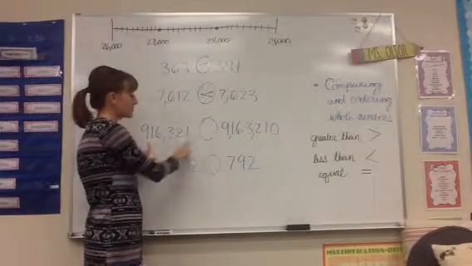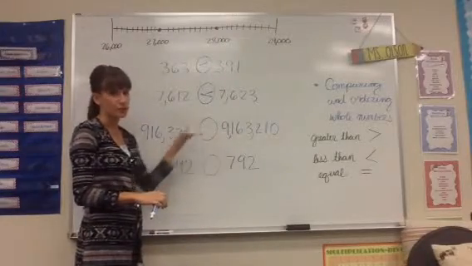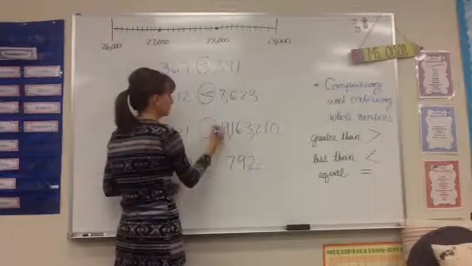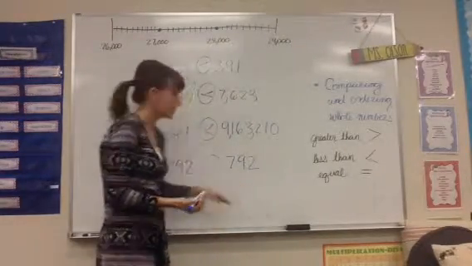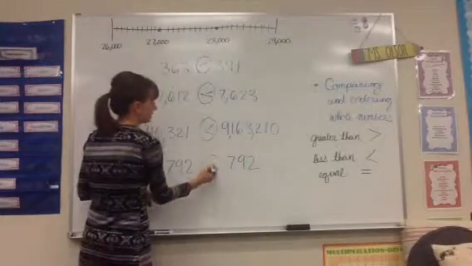This number is 6 digits. This number is 7 digits. You don't have to compare the digits. You already know that this one has more, so it's a greater number. Now down here I just gave you an easy one. 792 equals 792, so you just do an equal sign.